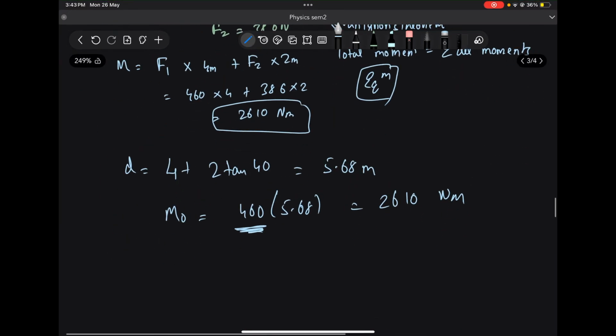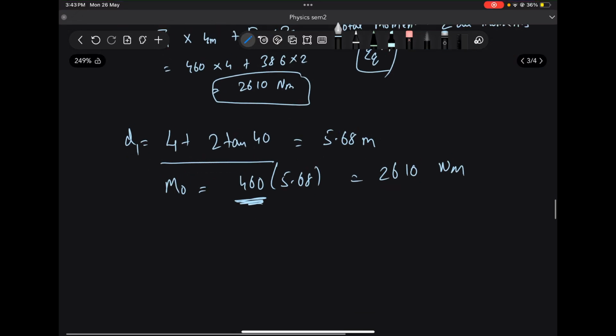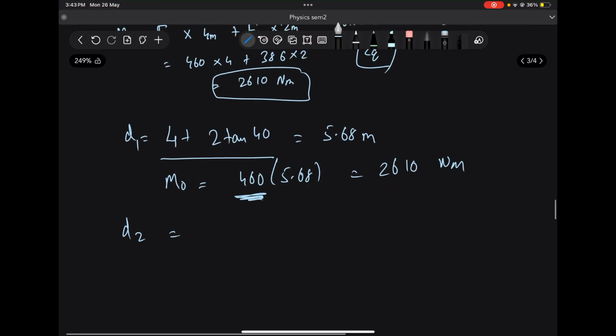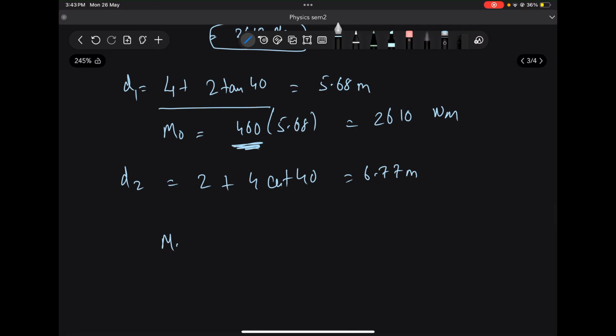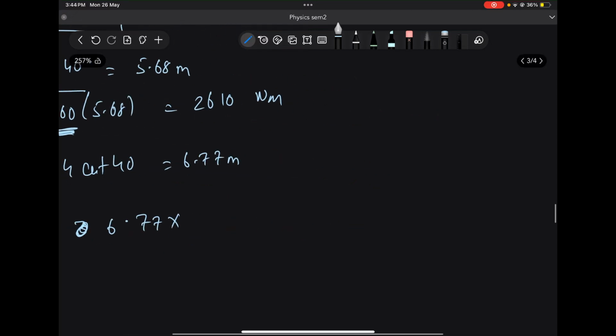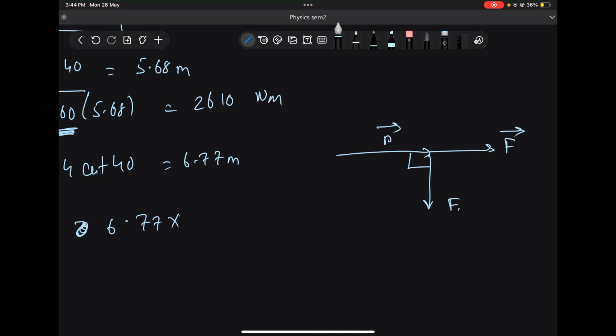So earlier we did the vertical distance, let's say d1. Now the modified horizontal distance will be 2 plus 4 cot 40, which is equal to 6.77 meters, and we will multiply this distance 6.77 by the vertical component. Once again, remember, only the force component which is perpendicular to the r vector will apply a torque. Any component which is parallel to the r vector will not apply any torque because it cannot rotate the body.